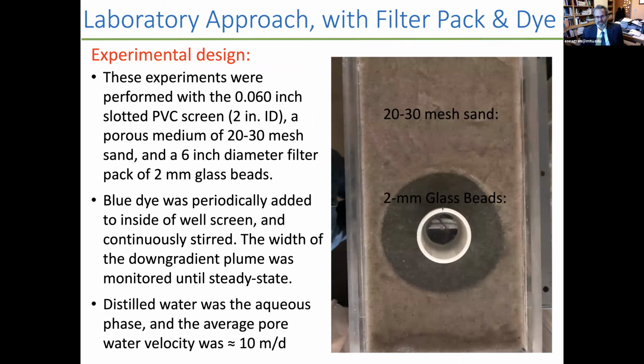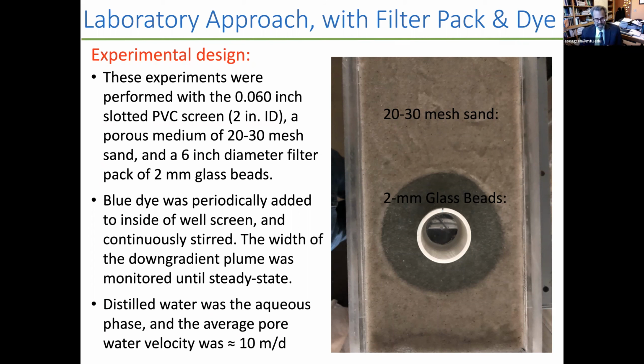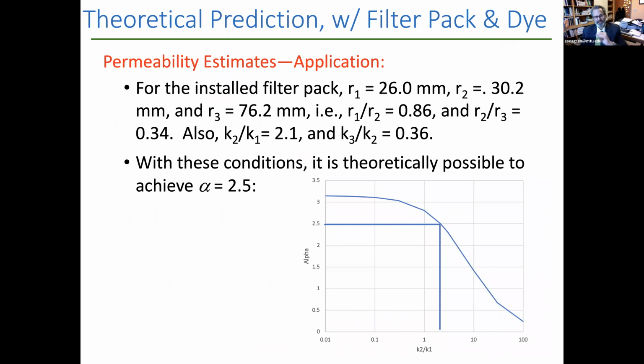So we set up our experiments with a filter pack. We had the 2-inch diameter, 0.06-inch slotted PVC screen. Our aquifer media was a 20-30 mesh Ottawa sand. And then, consistent with the minimum borehole we would want to have with a 2-inch diameter well, we made a simulated borehole of 6 inches that was filled with 2 mm glass beads to be the filter pack. And then we put in the blue dye, as before, and monitored the plume width downstream, again at an average pore water velocity of about 10 meters per day.